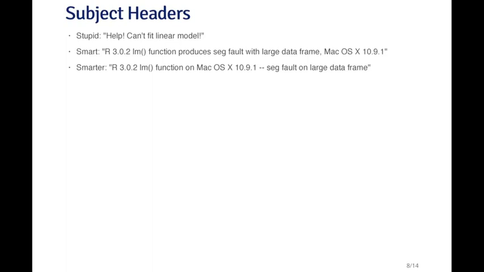Just a little bit smarter than that would be to reformat the message so that I specify what version of R I'm using, the function, and then the version of the operating system, so that gives me the context. After that I can say what the problem was, which in this case was a seg fault on a large data frame. So here the important details are put right away in the subject header, before I even get to the body of the message.